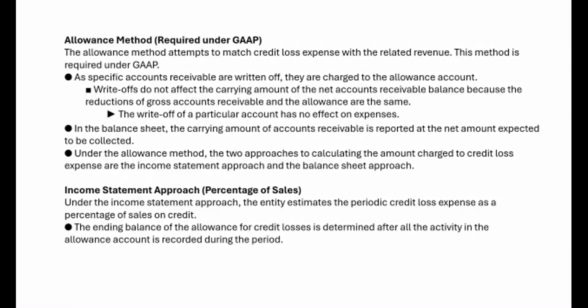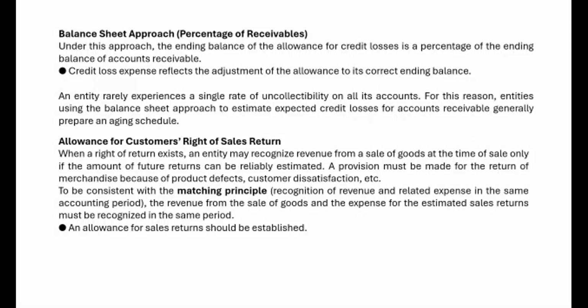Under the allowance method, there are two approaches to calculating the amount charged to credit loss expense: the income statement approach and the balance sheet approach. Income statement approach, percentage of sales. Under the income statement approach, the entity estimates the periodic credit loss expense as a percentage of sales on credit. The ending balance of the allowance for credit losses is determined after the activity in the allowance account is recorded during the period.